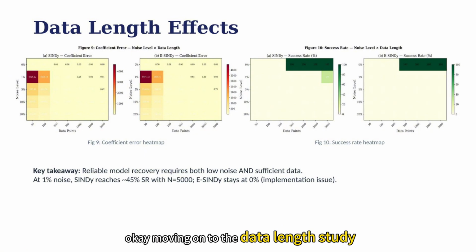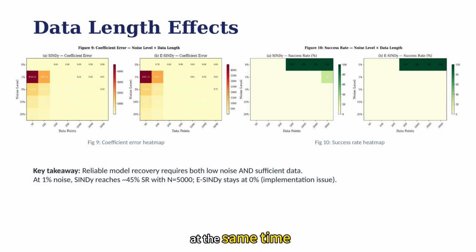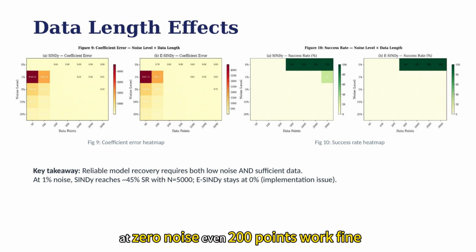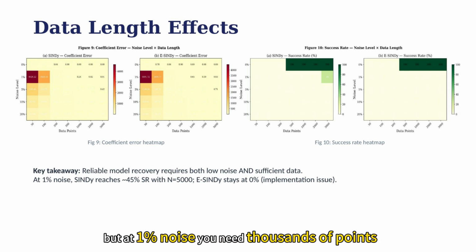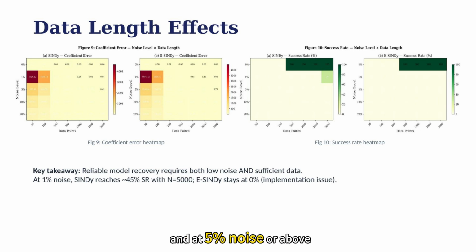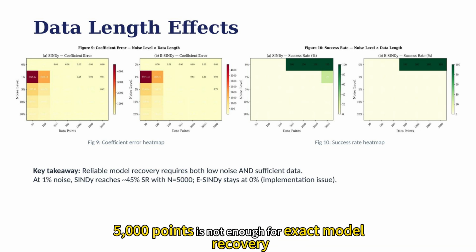Okay, moving on to the data length study. These heat maps show how noise level and data length together affect performance, and the pattern is very clear. You need both low noise and enough data at the same time for reliable recovery. At 0 noise, even 200 points work fine, but at 1% noise, you need thousands of points, and at 5% noise or above, even 5,000 points is not enough for exact model recovery.